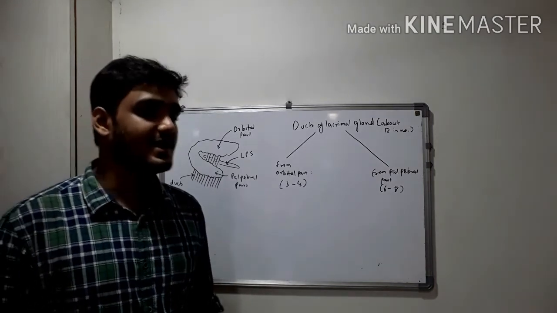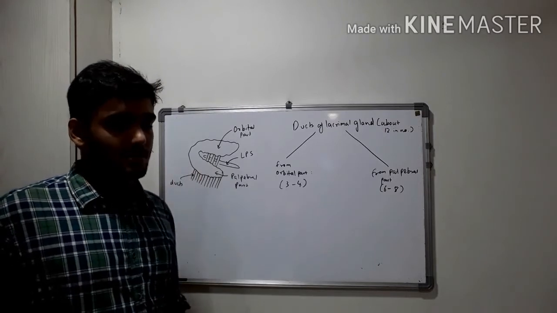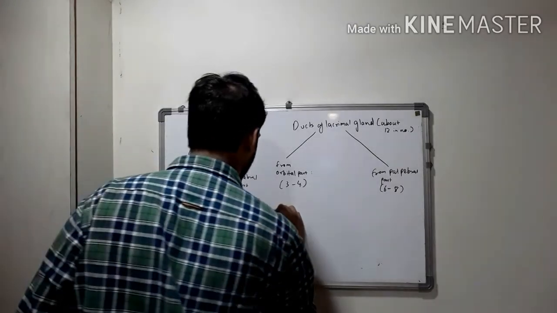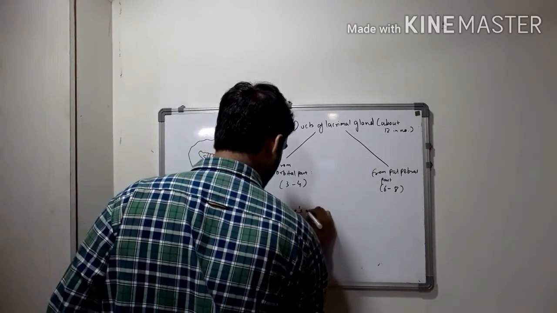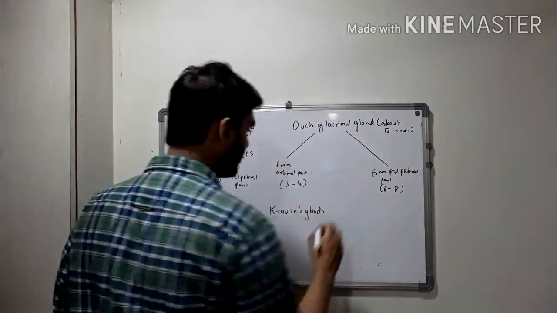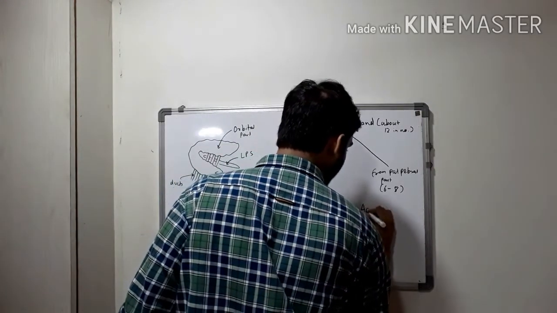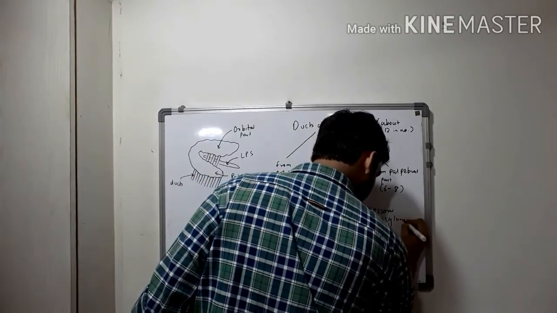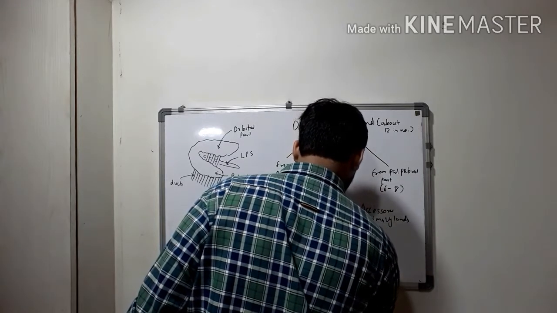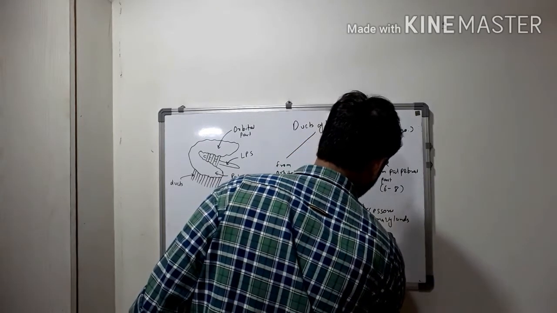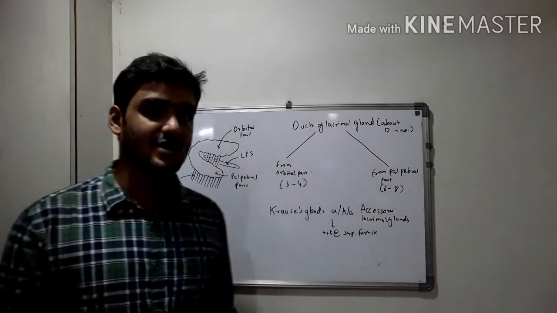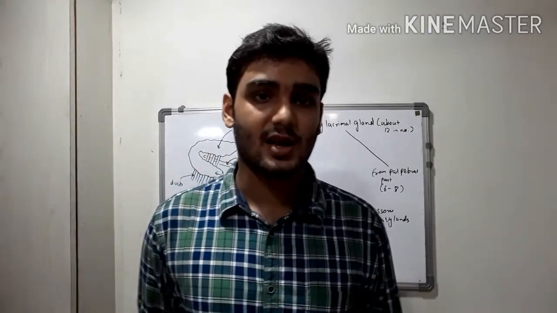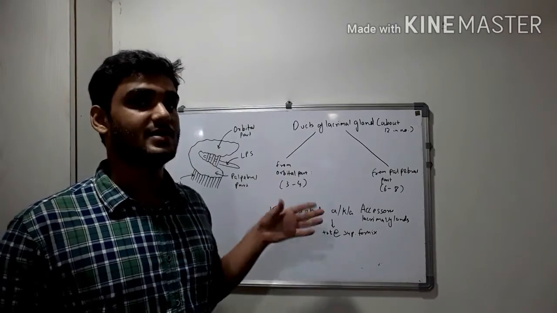So the ducts of the lacrimal gland ultimately emerge at the superior fornix of the conjunctiva. And as I said, if the palpebral part is removed, then the moistening of the conjunctiva is taken over by the Krause's glands, which are also known as accessory lacrimal glands. So these are the glands present at the superior fornix, and they take over the function of moistening the conjunctiva and cornea when the palpebral part of the lacrimal gland is removed.